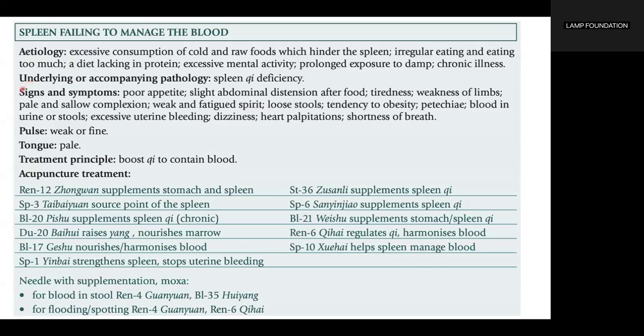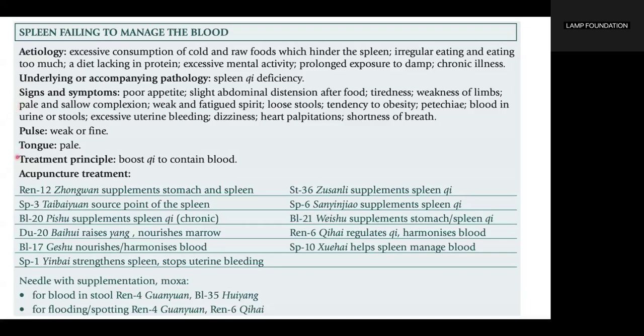Signs and symptoms: poor appetite, slight abdominal distension after food, tiredness, weakness of limbs, pale and sallow complexion, weak and fatigued spirit, loose stools, tendency to obesity, petechiae, blood in urine or stools, excessive uterine bleeding, dizziness, heart palpitations, shortness of breath. Pulse: weak or fine. Tongue is pale.